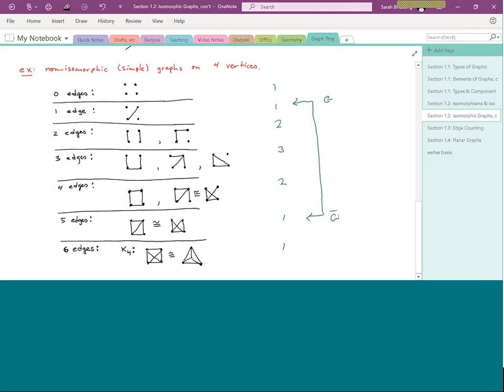Grab the ones with no edges, grab the complete graph, then 1 edge, and then all of these complements will give you 1 less than the total possible edges you can have, and so forth. So that's another trick that you can do. You don't have to do that trick, but it's something that some people like to do.